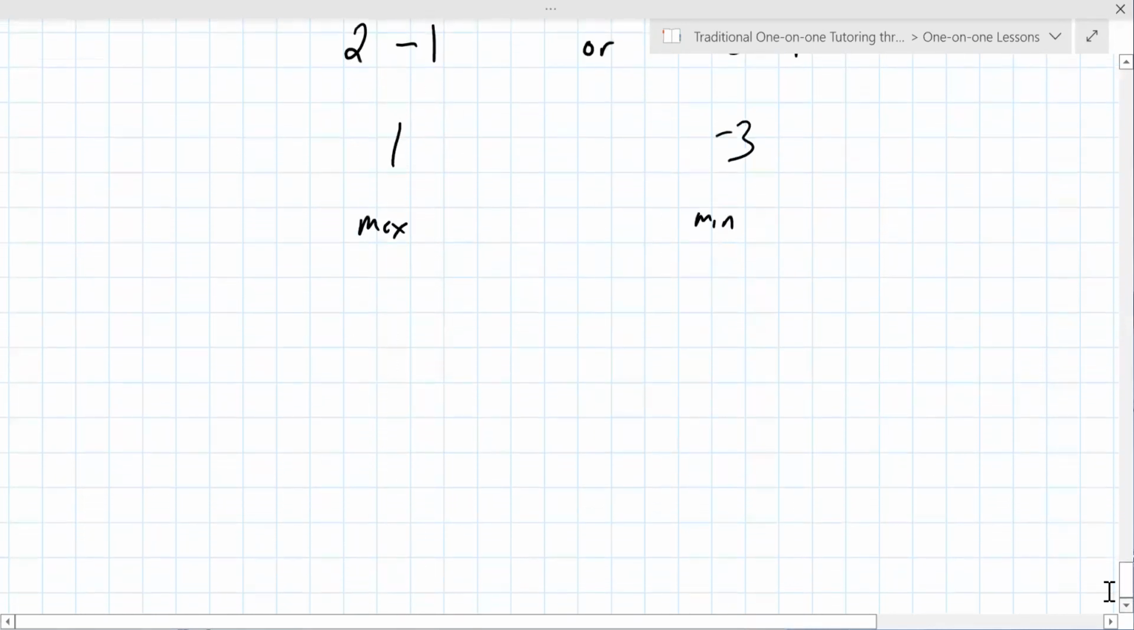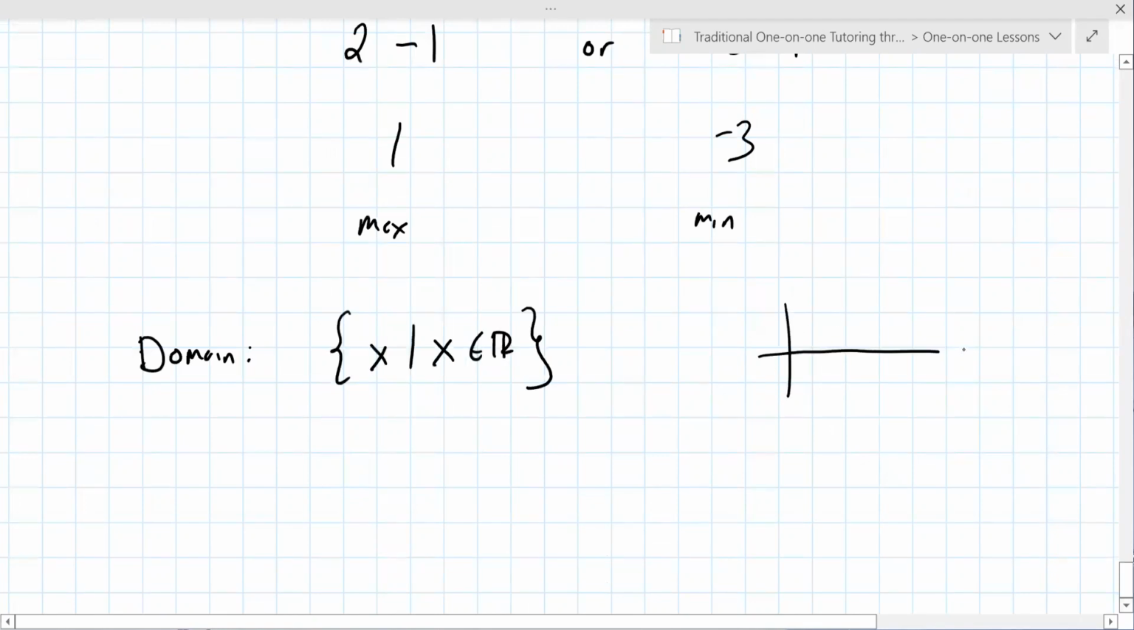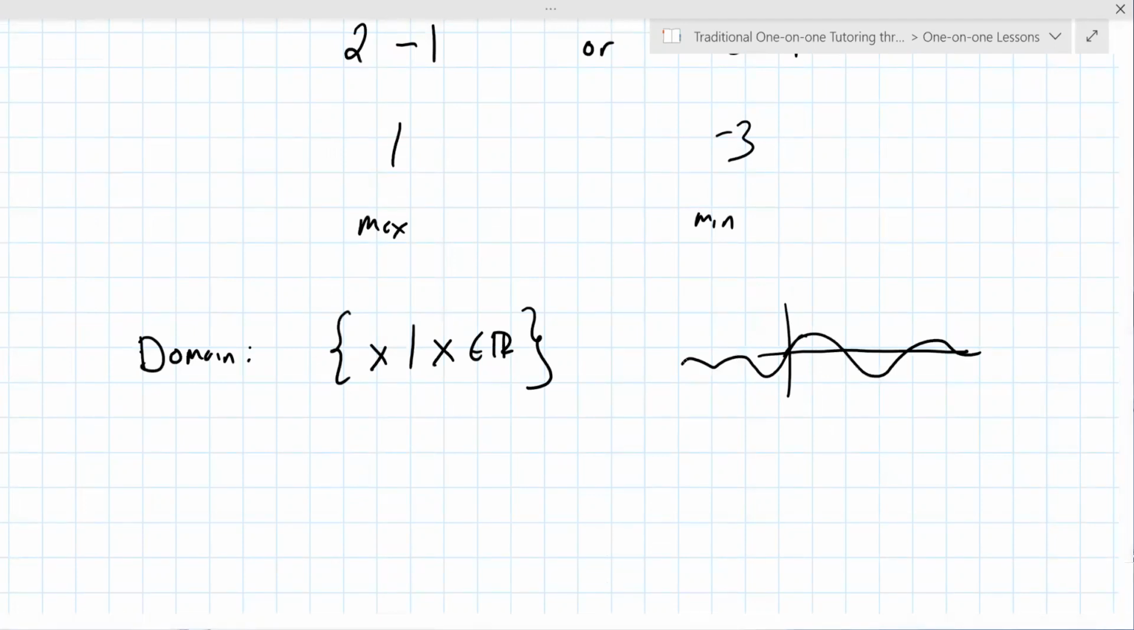Okay, domain. So the domain is always, always x such that x is an element of the real numbers. So sine and cosine, they oscillate forever. They go in both directions forever. They're always all real numbers.